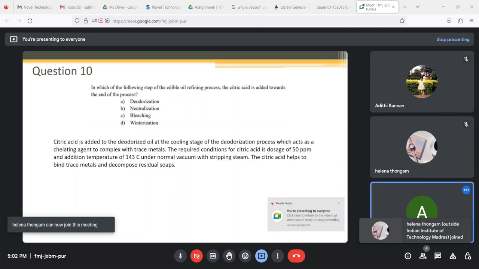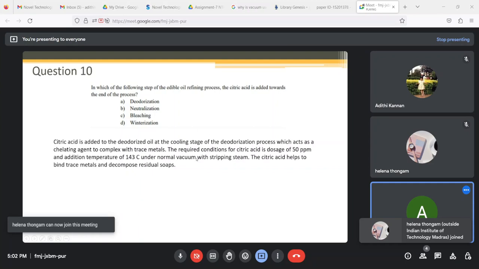So in a deodorization process, you will heat the oil and then you will cool it back as well. And during the cooling process, you will add citric acid. So citric acid will act as a chelating agent to complex with all the trace metals, and then you can remove all the trace metals as well. So the required conditions for the citric acid is a dosage of 50 parts per million and a temperature of 143 degrees Celsius under normal vacuum with the stripping steam.